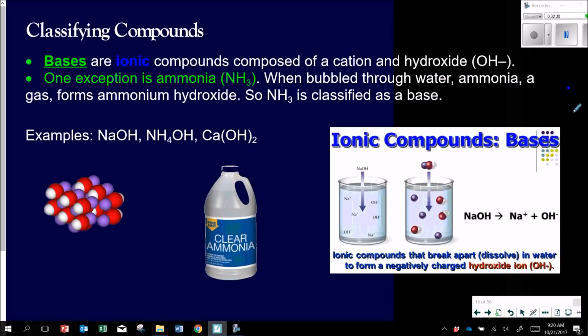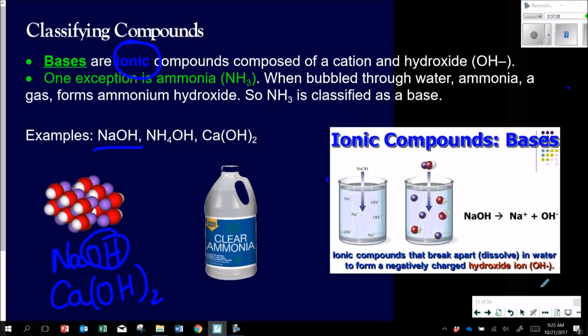Bases are ionic compounds composed of a cation and the hydroxide anion. So for example, we have NaOH, we have the cation sodium followed by the hydroxide anion. Or we have calcium hydroxide, the cation is calcium followed by 2 hydroxide anions.